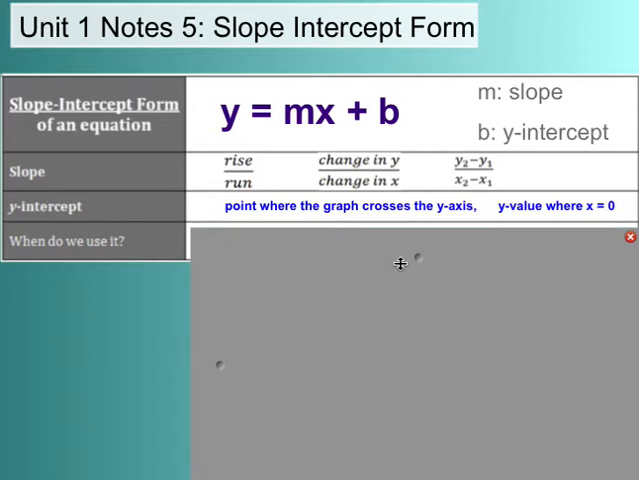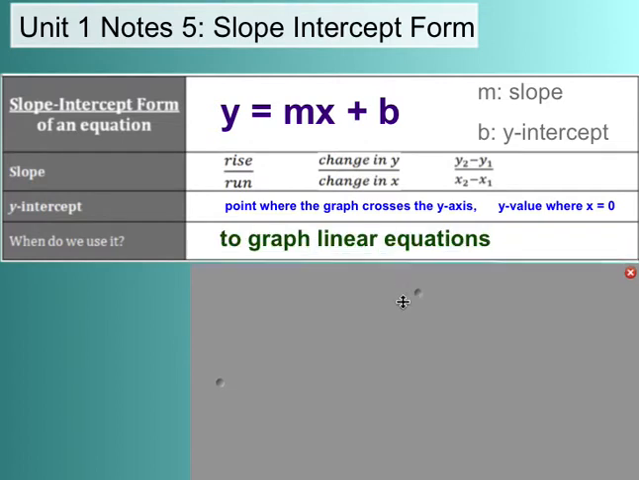Okay, so what is the y-intercept? Well, the y-intercept is the point where the graph crosses the y-axis. Now remember that the y-axis is the up and down one. It's the y value where x is equal to 0. So when do we use it? We use it to graph linear equations. That's what we're going to be doing today, graphing linear equations.